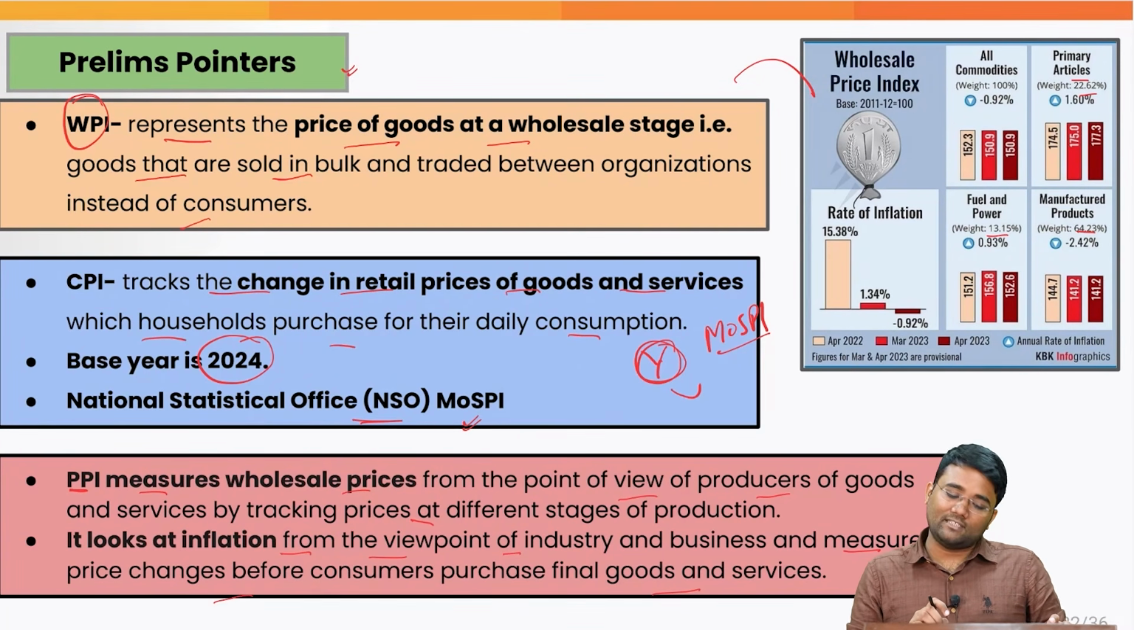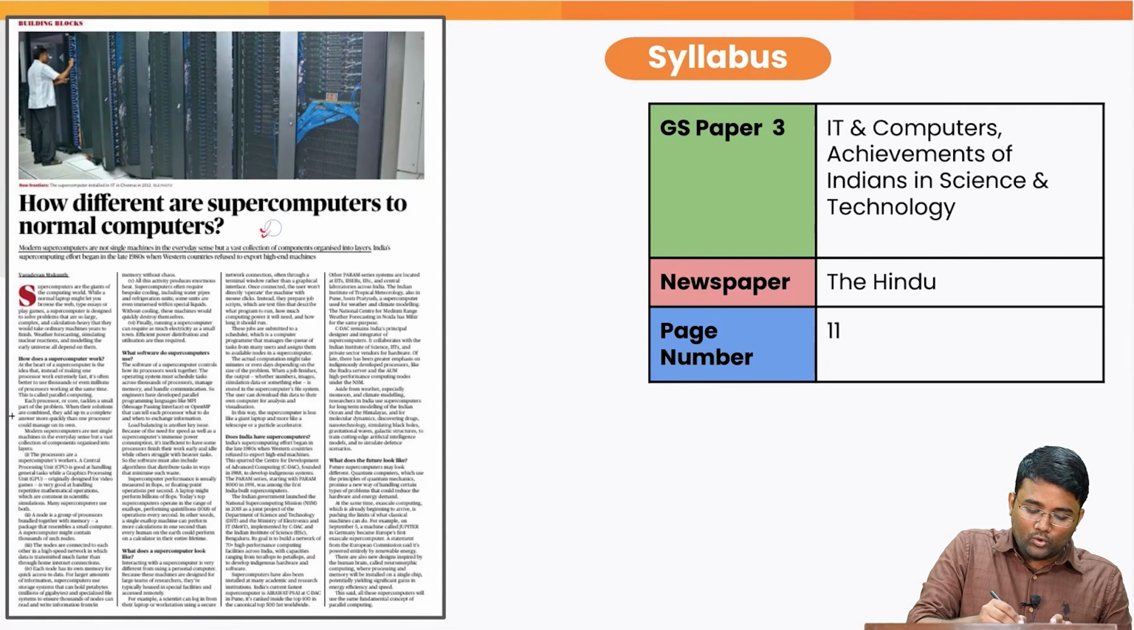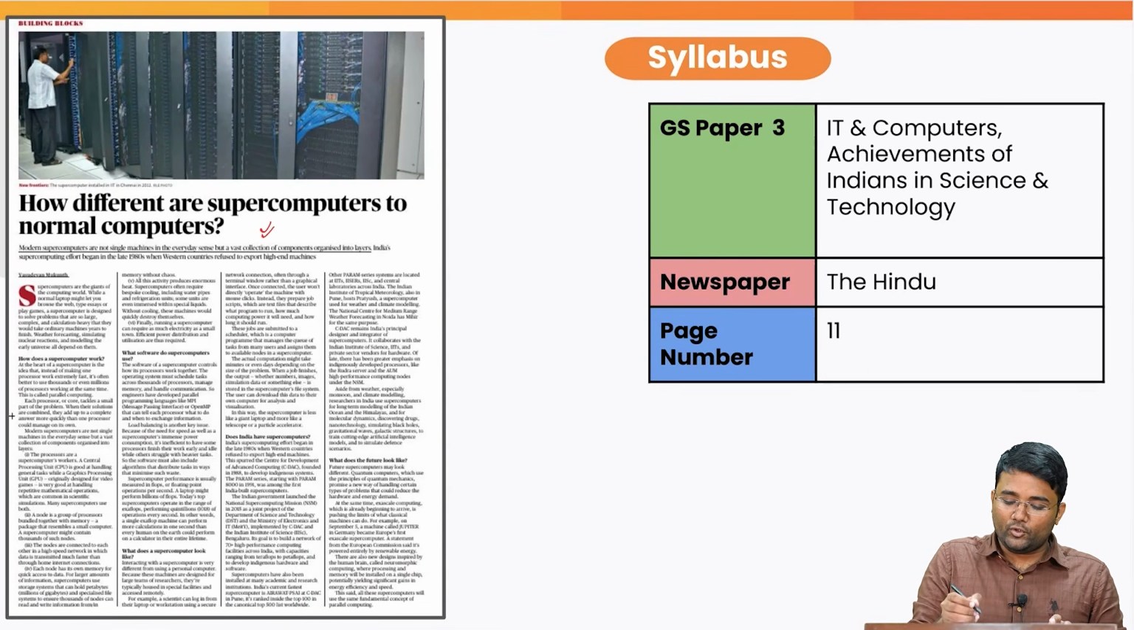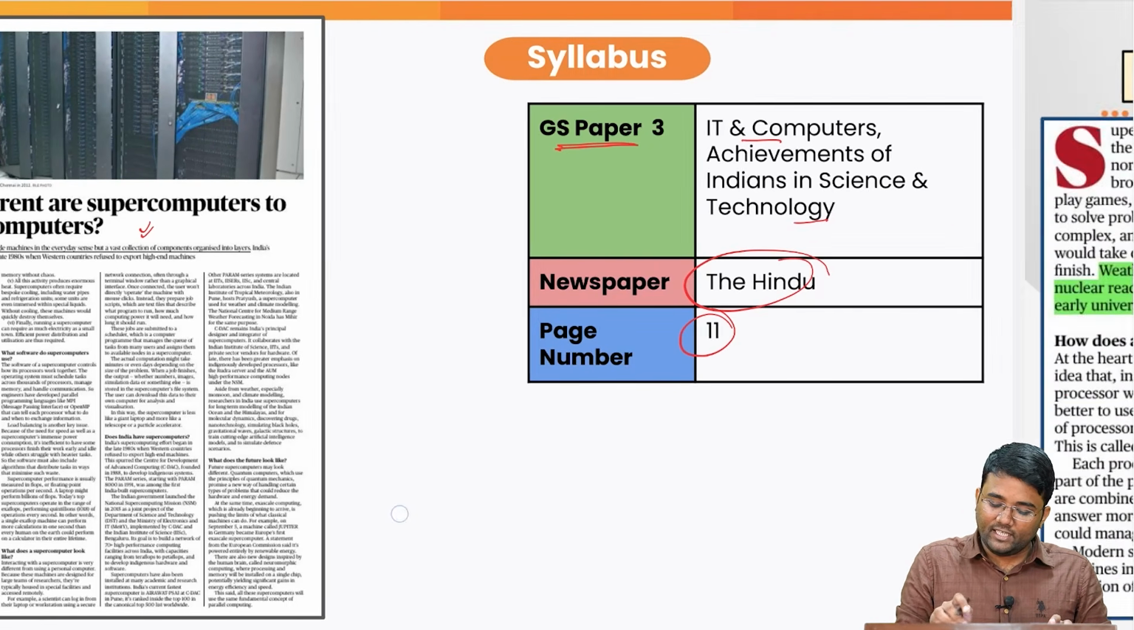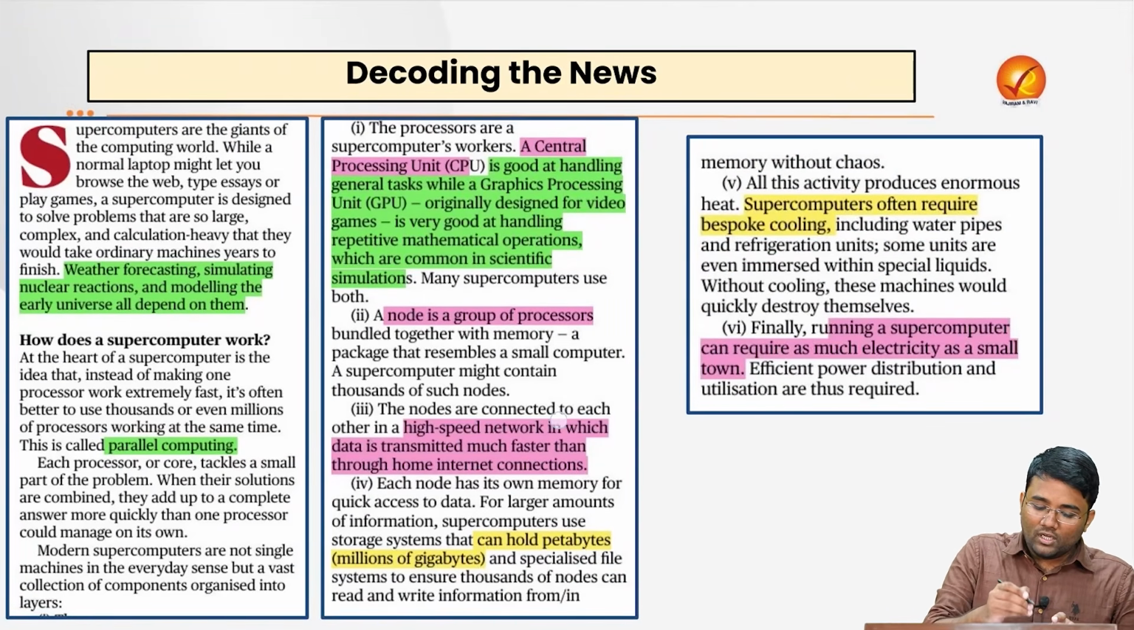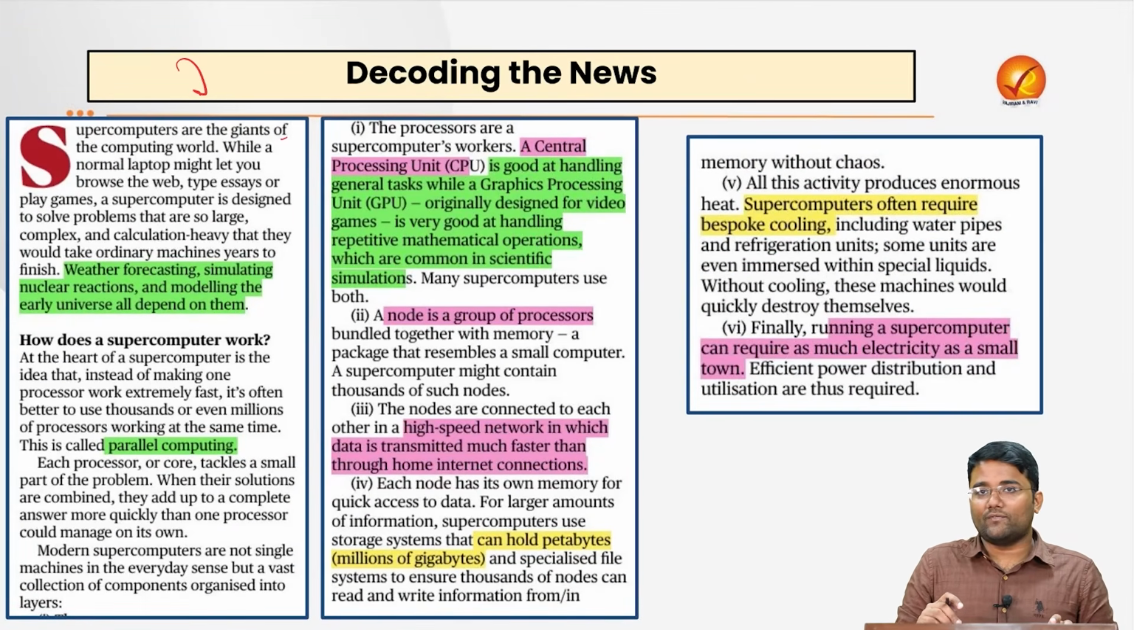Next topic is how different supercomputers are from normal computers. This is related to GS paper 3, IT and computers, achievements of Indians in science and technology, and this has appeared in today's The Hindu, page number 11. So the supercomputers are the giants of the computing world.